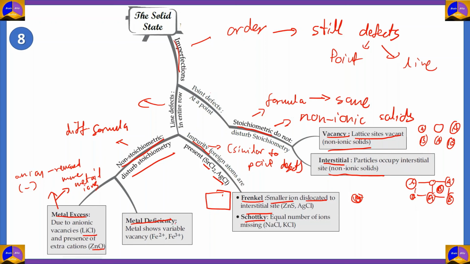In metal deficiency defect, there is a vacancy of cations or metal ions. Examples include Fe2+ and Fe3+, and this defect can be variable. So therefore, in iron, we can have compositions such as Fe0.95O, etc., which is due to metal deficiency defect. This defect is variable.